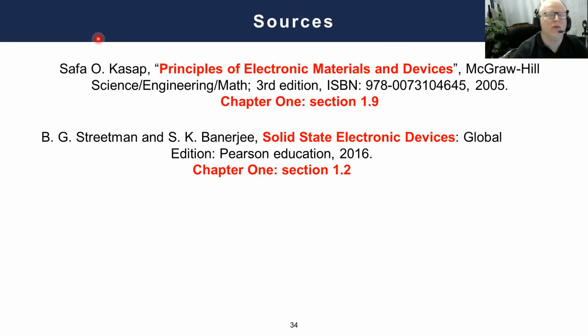Before going into details, I just have to highlight that in order to read more about the crystal lattice structures, you can refer to our first reference, which is Principles of Electronic Materials and Devices. You will go to Chapter 1, Section 1.9, or you can go to Solid State Electronic Devices by Streetman, Chapter 1, Section 1.2. Here you will find more about the crystal lattice structures.